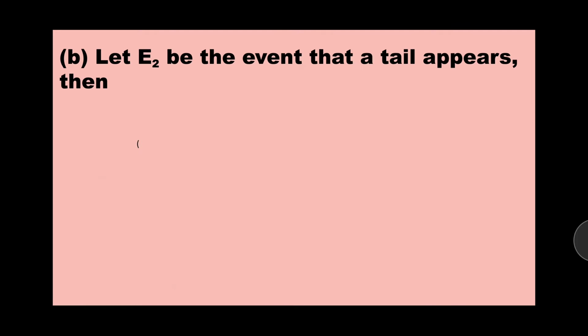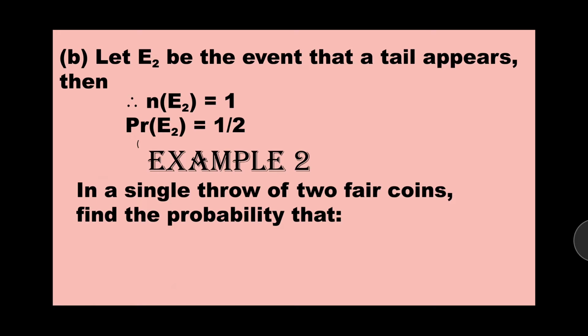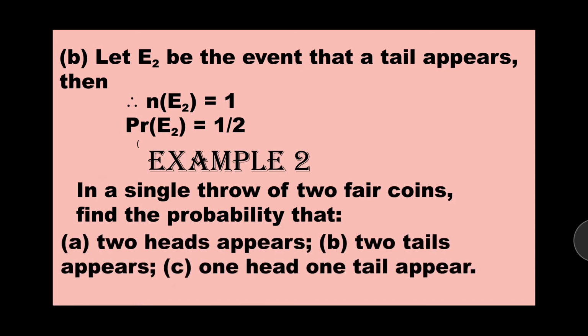Good. Let's see the B part. The B part is talking about the probability that a tail appears. How many times does a tail appear? It is also 1. So the probability of that will also be equal to half. Good. That brings that example to an end. Let's look at example 2. The question is right on the screen right now.